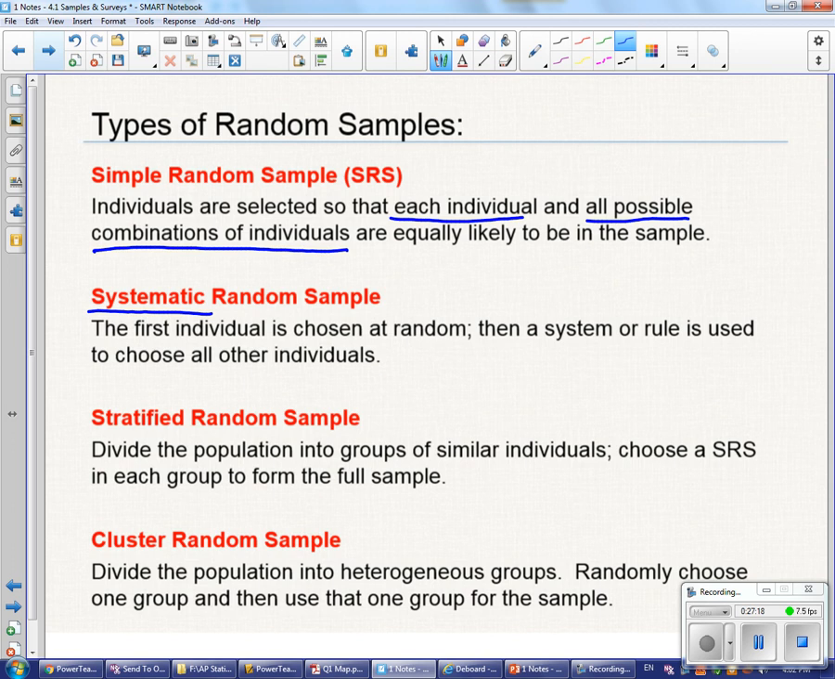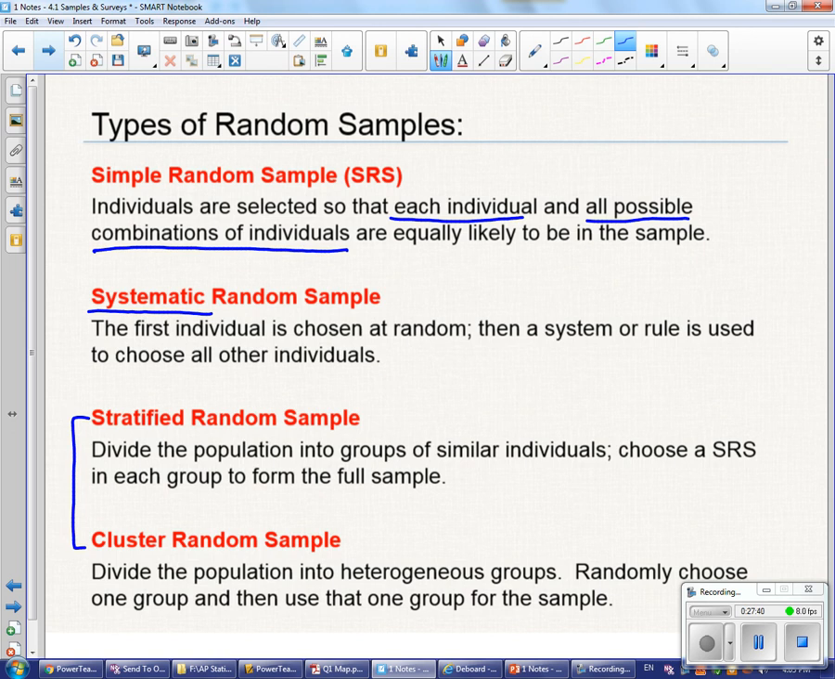Stratified and cluster random samples are very similar, and they're the sampling designs that students tend to confuse. Both designs require that we break a population down into subgroups. With a stratified random sample, I will take a random sample from each of the subgroups, whereas with a cluster sample, I'm going to take a random sample of subgroups. So I'll give you an example.